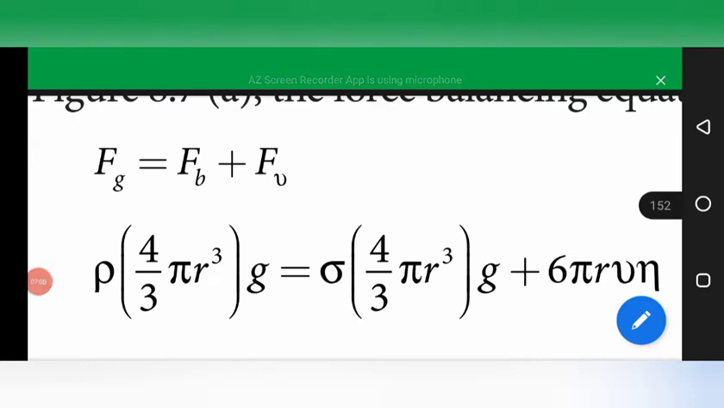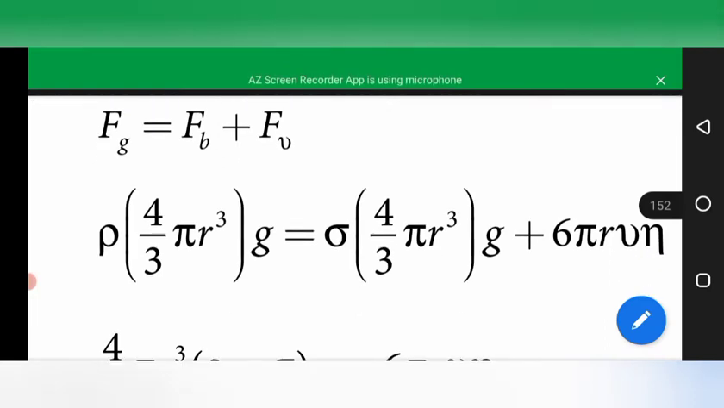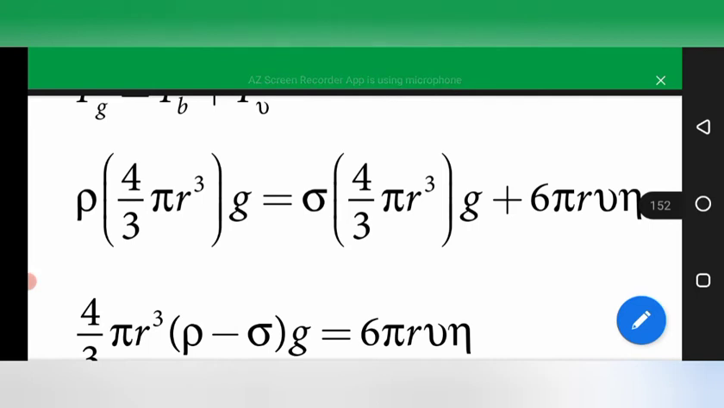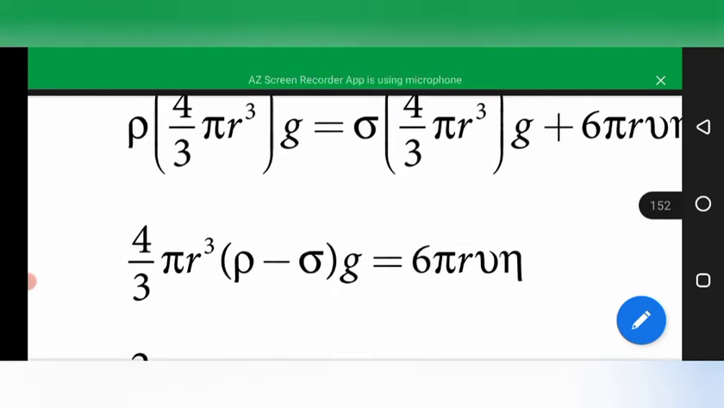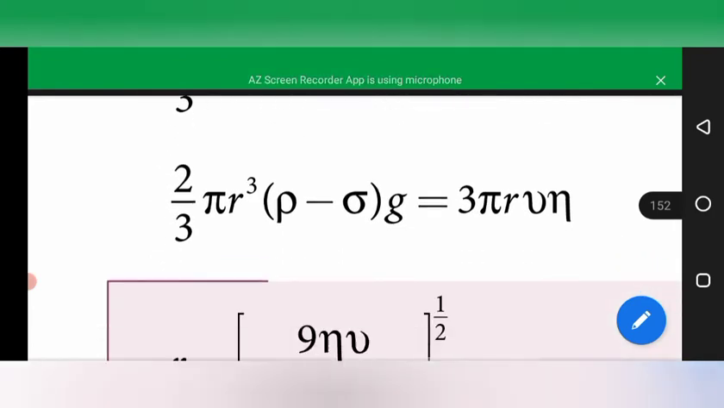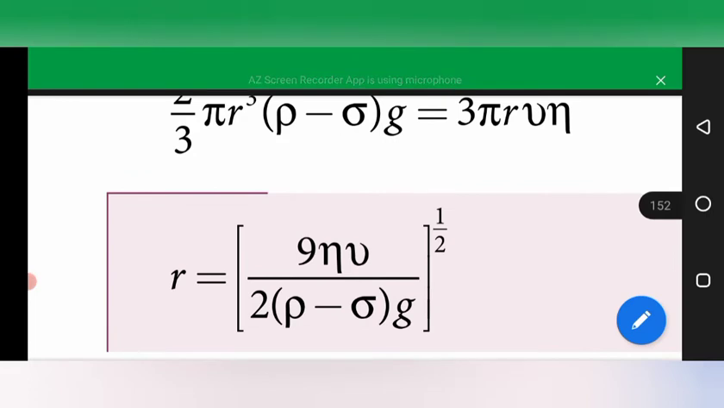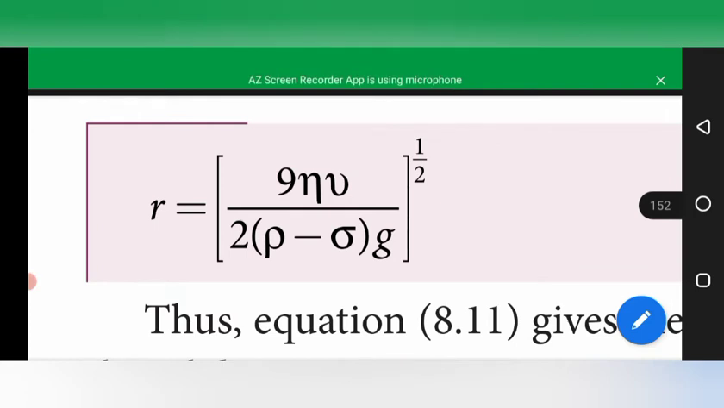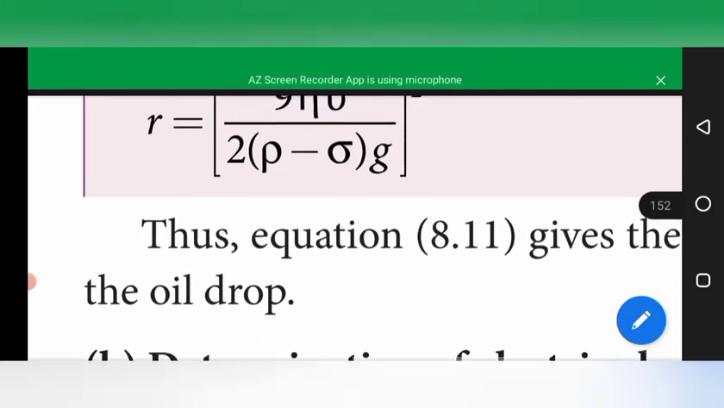Now we equate all the values in the balancing equation, that is Fg is equal to Fb plus Fv. Substitute all the values and we will find the radius of the droplet. So we have to rearrange and simplify the above equation, and finally rearrange R on one side and the other values on the other side. So R is equal to 9 eta V divided by 2 into rho minus sigma into g, the whole power 1 by 2, that is a root value. So this is the radius of the oil drop.